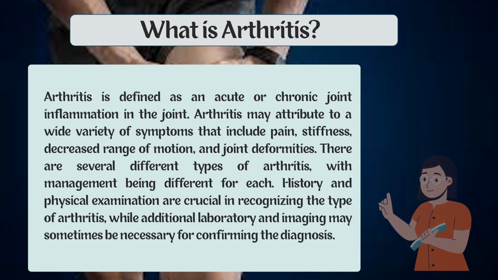What is arthritis? Arthritis is defined as an acute or chronic inflammation in the joint. Arthritis may attribute to a wide variety of symptoms that include pain, stiffness, decreased range of motion, and joint deformities. There are several different types of arthritis, with management being different for each. History and physical examination are crucial in recognizing the type of arthritis, while additional laboratory and imaging may sometimes be necessary for confirming the diagnosis.